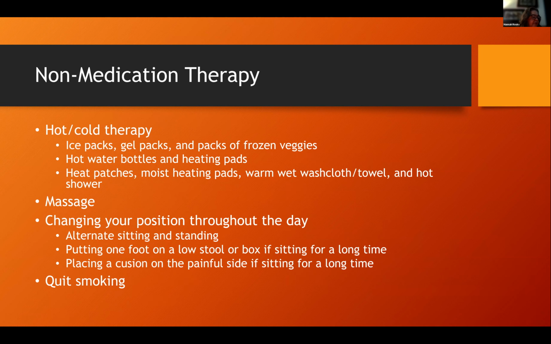You can apply moist heat to the injured area for up to 10 to 15 minutes at a time before doing warm-ups and stretching exercises. Moist heat can help relax the muscles and make it easier to move. And to apply moist heat, you can use heat patches, moist heating pads, a wet washcloth, or a towel that's been heated in the dryer, or just have a hot shower.